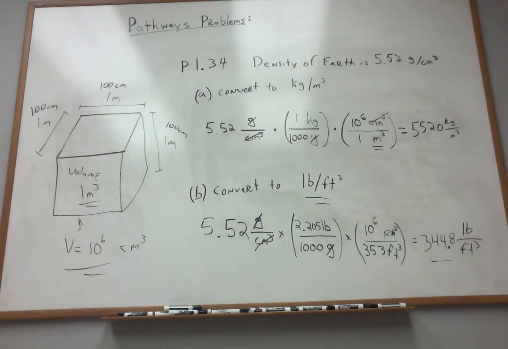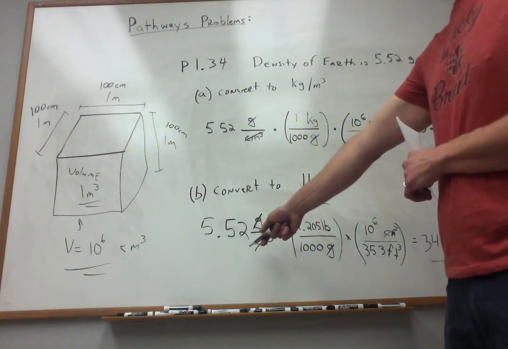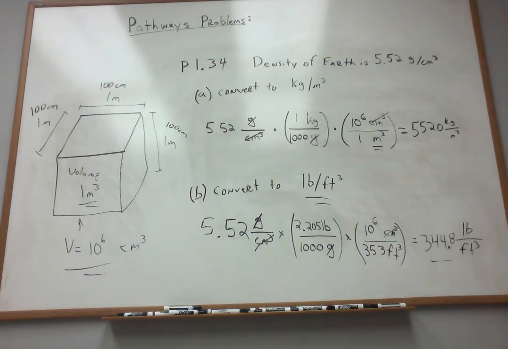pounds per cubic foot. Now if I think about sig figs, it looks like over on the left here in the original number I had 3, and that should limit what I've got here. So I'm going to truncate this answer to 345 pounds per cubic foot. And I'm done. Simple as that. So, another unit conversion problem.